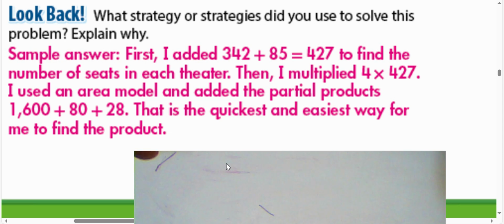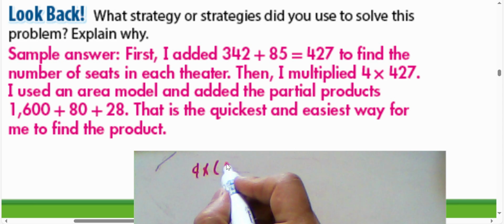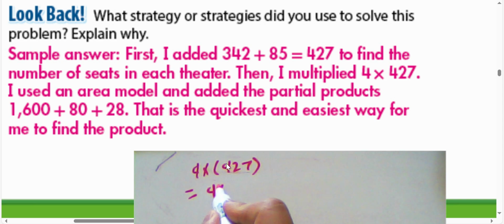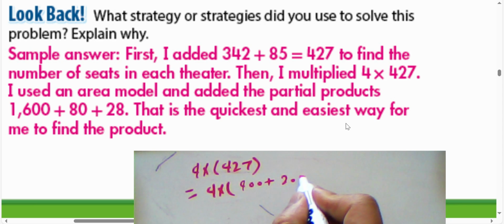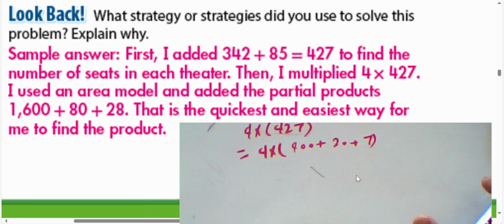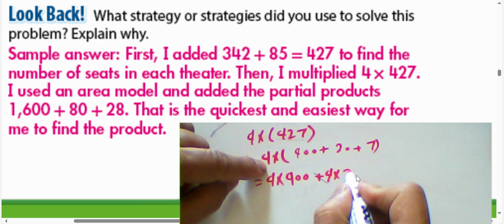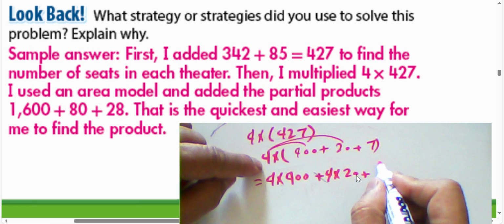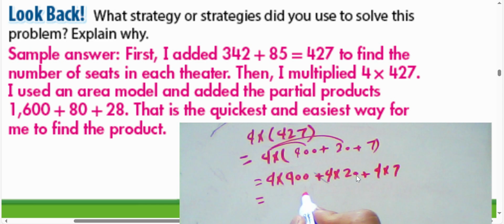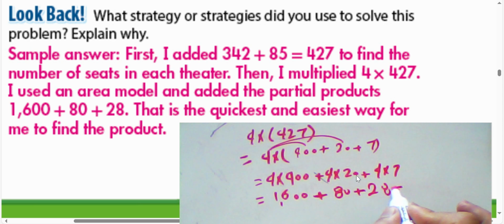You can use this method or also using like this. 4 product by the sum of them, which was 427. We can write 4 product by, write this number in expanded form, 400 plus 20 plus 7. Okay. And then you can write 4 product by 400 and then 4 times 20 and then 4 times 7. 4 times 400 will be 1600. 4 times 20 equal 80. 4 times 7 equal 28.